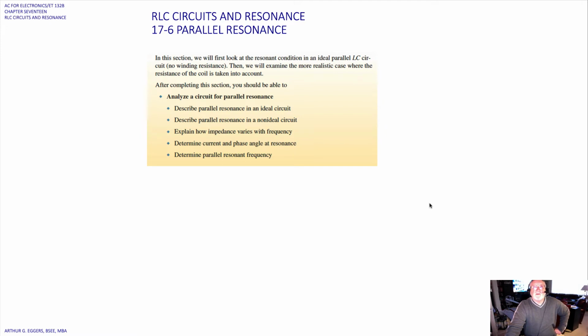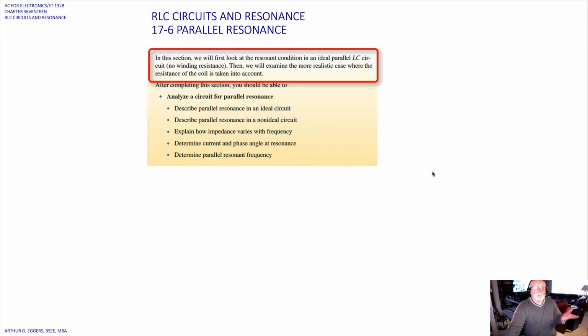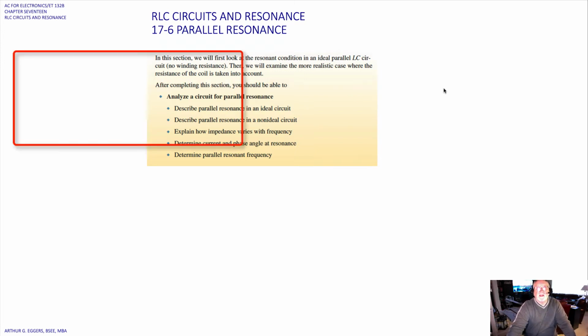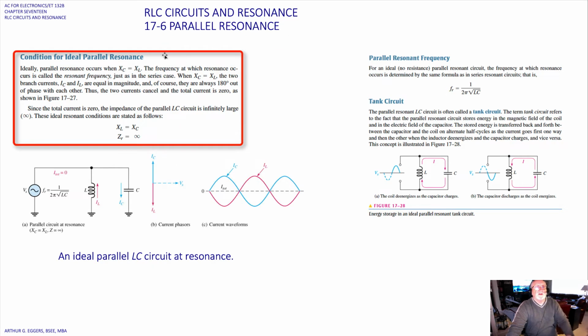So in this section, we'll take a look at the resonant condition in an ideal parallel LC circuit, assuming no winding resistance. Sometimes we make that assumption, and the problem will state that, so it makes the calculation easier. Then we'll examine the more realistic case where the resistance of the coil is taken into account. So the condition for ideal parallel resonance occurs when X sub C equals X sub L.